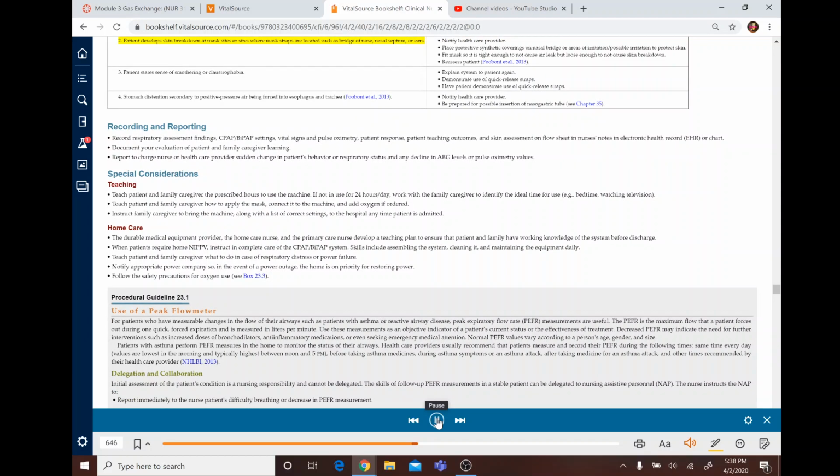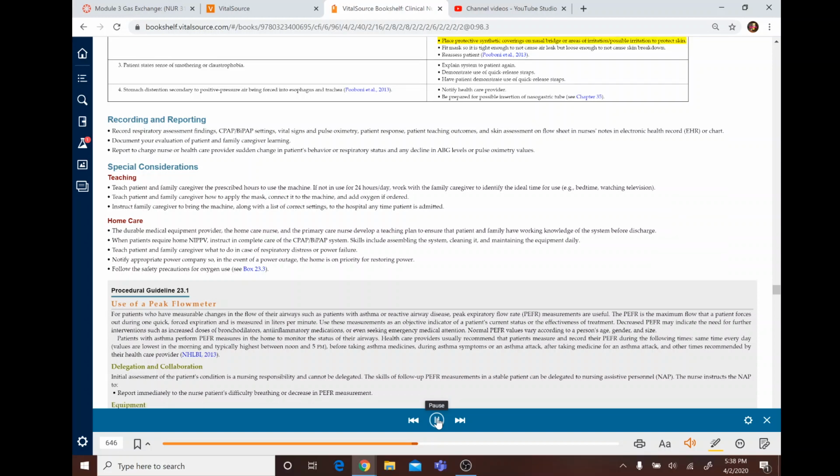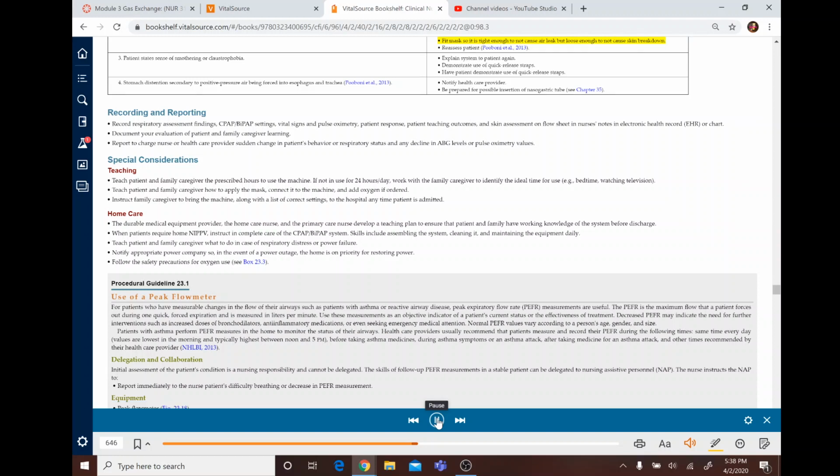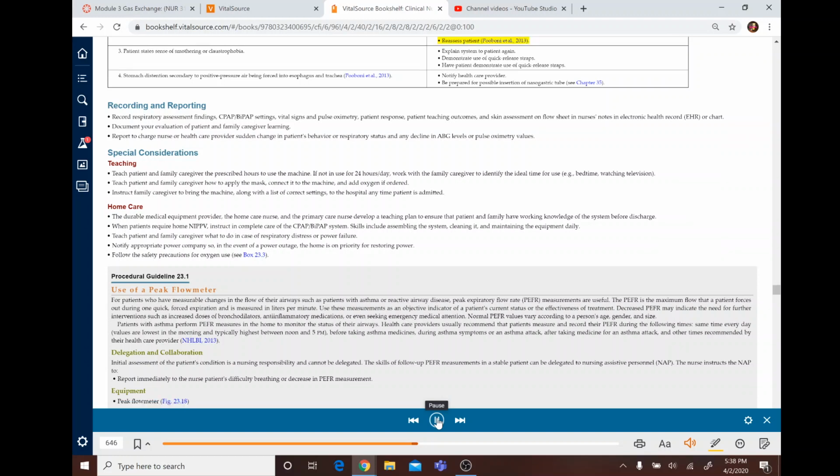2. Patient develops skin breakdown at mask sites or sites where mask straps are located, such as bridge of nose, nasal septum, or ears. Notify healthcare provider. Place protective synthetic coverings on nasal bridge or areas of irritation/possible irritation to protect skin. Fit mask so it is tight enough to not cause air leak but loose enough to not cause skin breakdown. Reassess patient. Puboni et al., 2013.